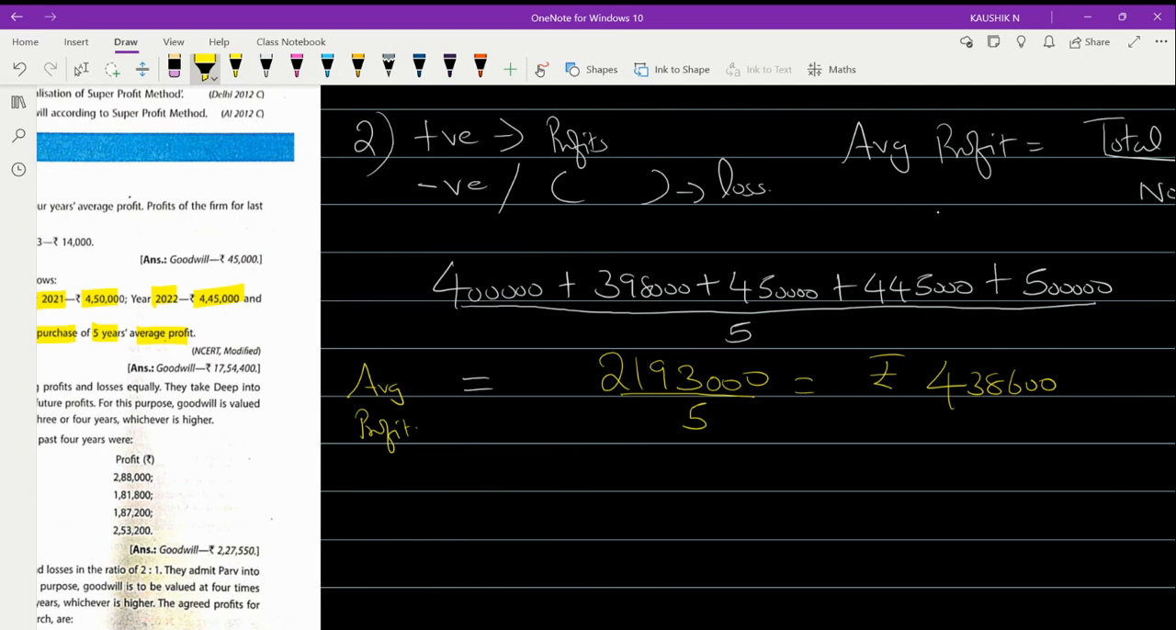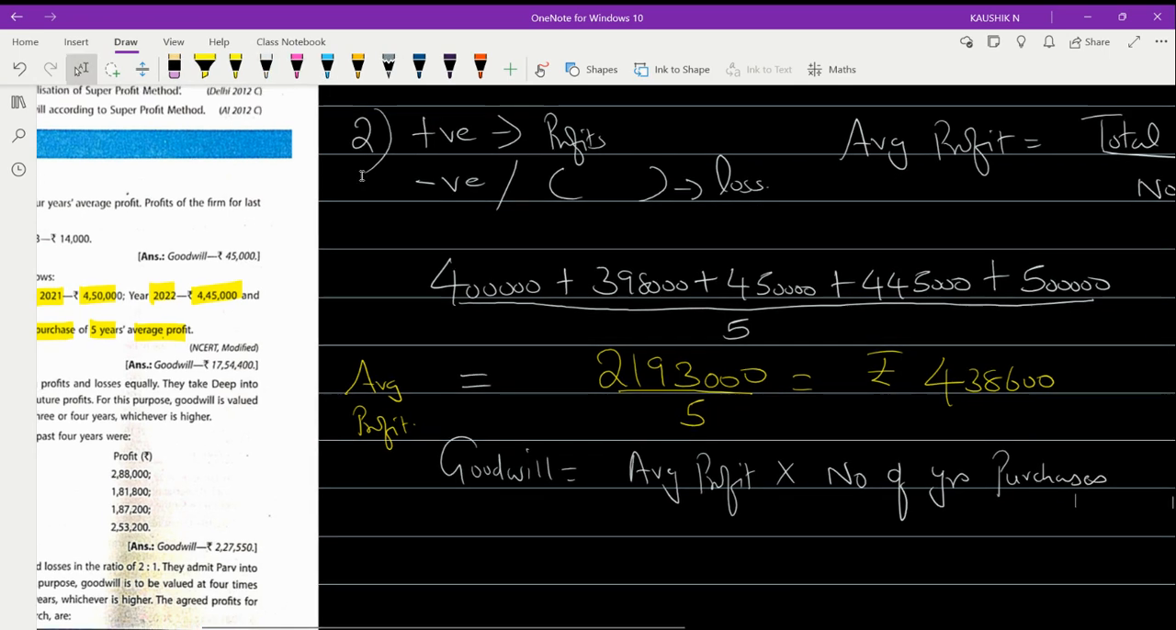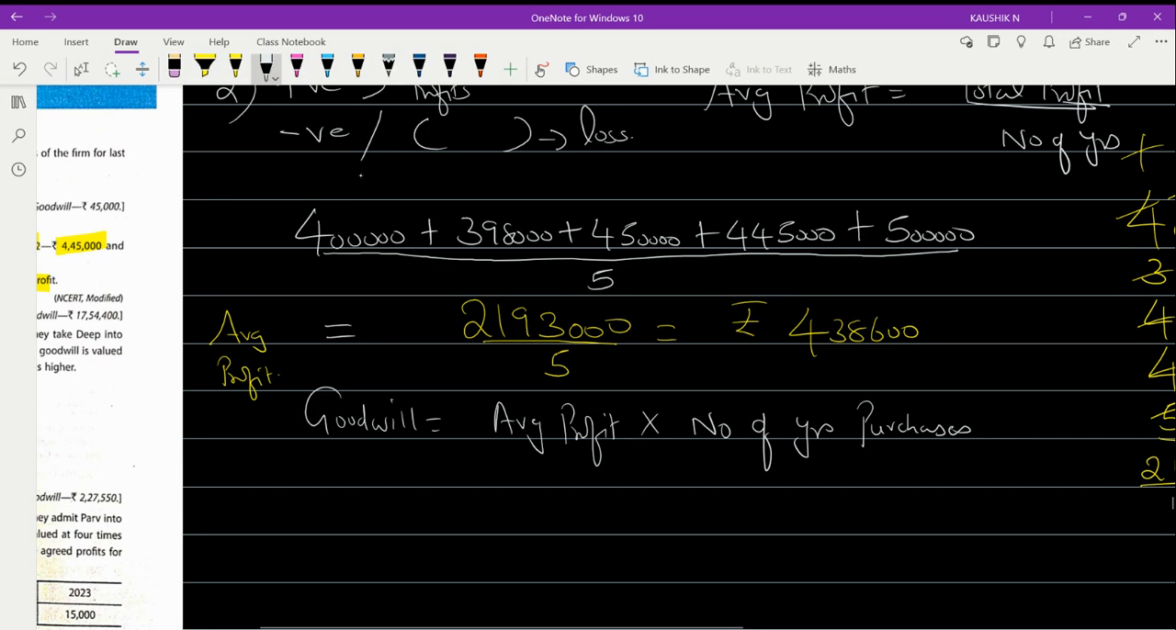So now write the formula of goodwill. Goodwill is equal to your average profit into the number of years purchases. So write that number of years purchases. Now substitute the amount. The value of average profit you have got is 4 lakh 38,600 into number of years purchase, given as 4. Right? Am I correct?